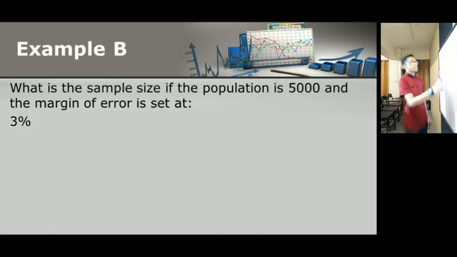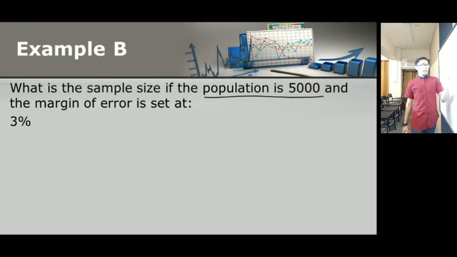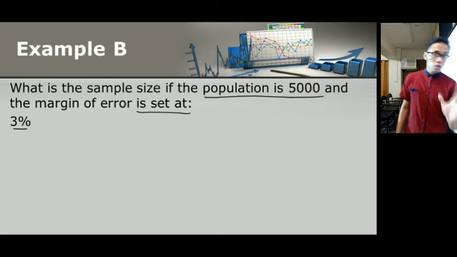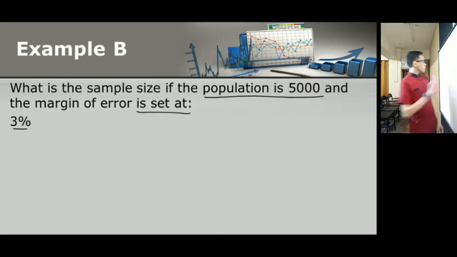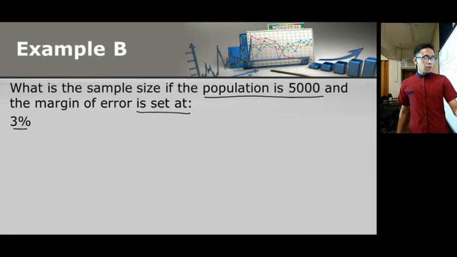Okay. Next, example B. What is the sample size if the population is 5,000 and the margin of error is set at 3%? So, in this particular problem, 5,000 is the population, which is symbolized by capital letter N, that is 3,000.